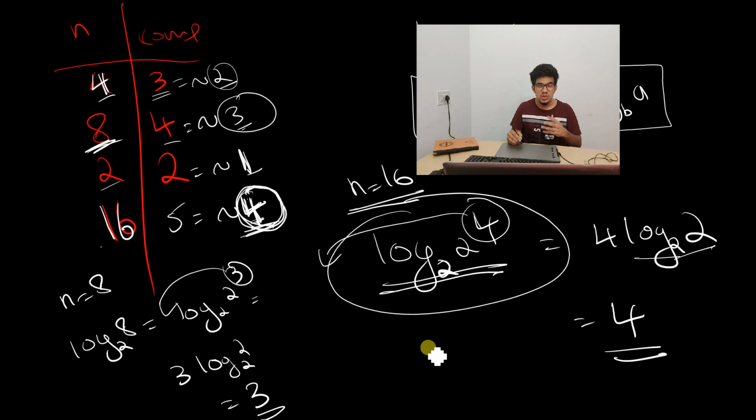To find one element, what's the time complexity? Log n. To find 2 elements, 2 log n. To find 3 elements, 3 log n. Agree? To find 4 elements, 4 log n. To find n elements, n log n. I hope it is clear. And this n log n time complexity is of merge sort. When I am teaching you merge sort, that time I will tell you.